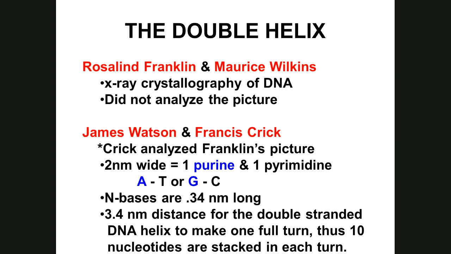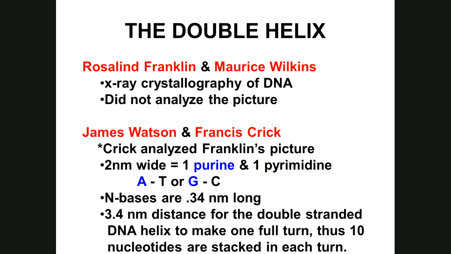The double helix. Rosalind Franklin and even Maurice Wilkins were X-ray crystallographers. It says X-ray crystallography of DNA. What they did is they subjected molecules to X-rays, and they would have a diffraction pattern on a plate, and by being able to read the X-ray crystallography plate, they could determine the shape of a molecule, the actual shape of the molecule. But they didn't analyze the picture.